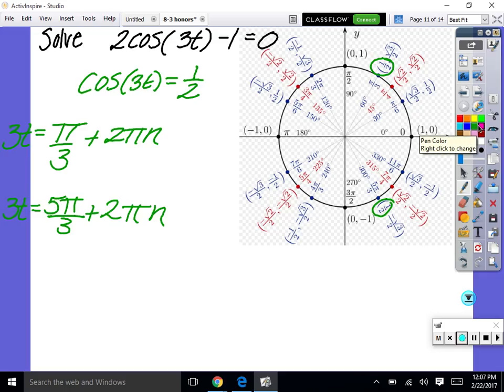So now it's just algebra to solve for t. So why don't we divide by 3 to get t alone? Or, easier said, let's just multiply both sides by 1/3.